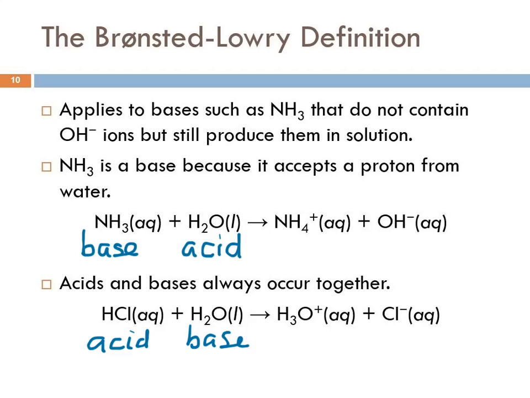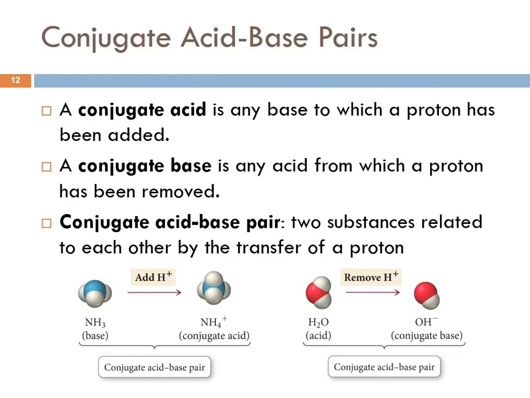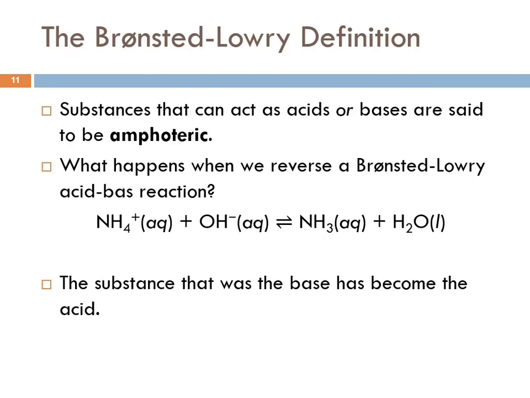So water can act as an acid or a base. And we have a word for that. It's called amphoteric. Where do amphibians live? Water and land. Amphoteric species can be acids or bases. You can't be both at the same time. You know, a frog can't be in the water and on land at the same time. You're one or the other. But it can be either.